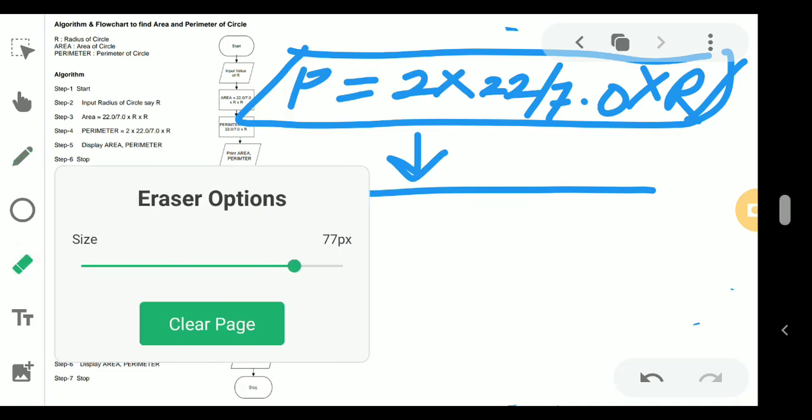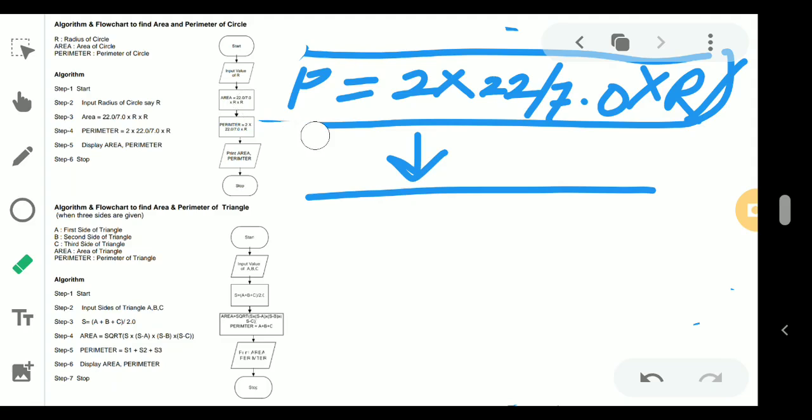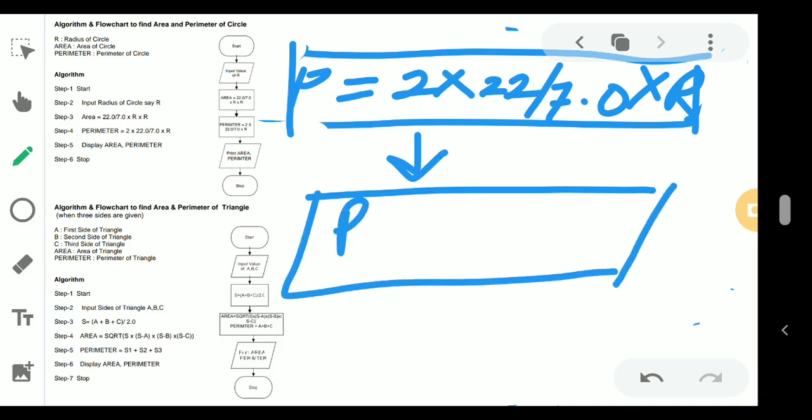I made one thing wrong: I have declared it in a parallelogram, but I have to declare it in the process box. In the case of the area also I used the parallelogram, but this is a mistake. We have to use the process box. Then we have to use the print statement.